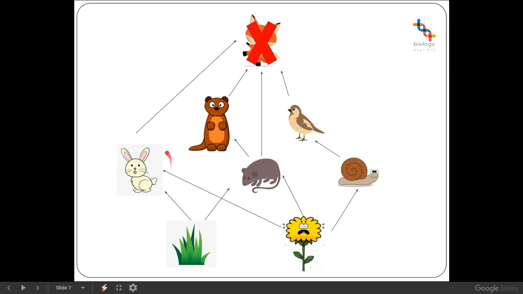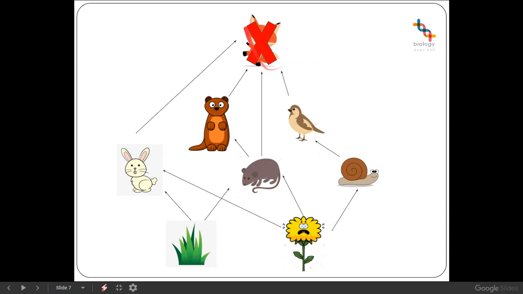We would have more rabbits, we would have more weasels, we would possibly have more voles, and we would have more thrushes. However, the other impacts might be that if we've got more rabbits, we would start to lose some grass because we've got more rabbits eating the grass. We'd also have more voles eating the grass. We might have fewer snails because we've got more thrushes eating the snails.